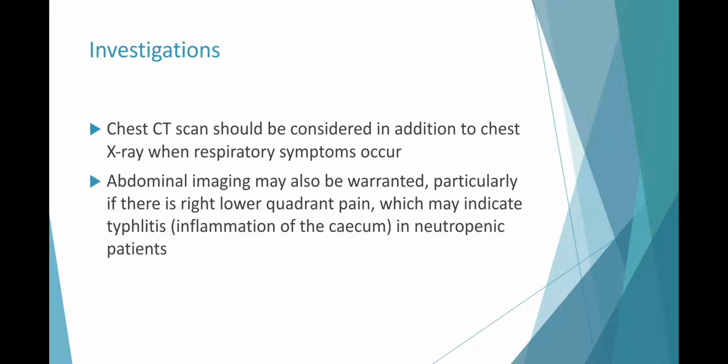Other more advanced investigations, like a chest CT scan, are done only if the patient has respiratory symptoms. Abdominal ultrasound can be done in any patient, but more advanced imaging like abdominal CT scan is done particularly if there is right lower quadrant pain, which may indicate typhlitis, which, as I said, is inflammation of the cecum in neutropenic patients.